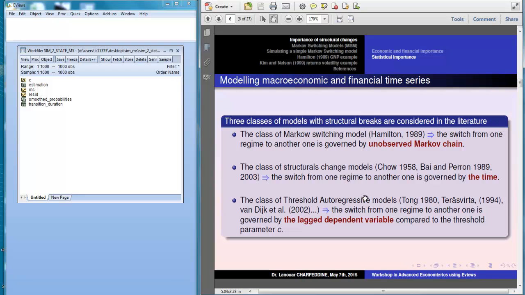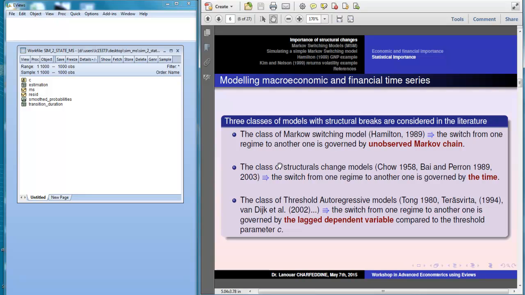Now for the class of models with structural breaks, we consider three kinds of model. The first class is the Markov switching model, where the switch from one regime to another one is governed by an unobserved Markov chain.